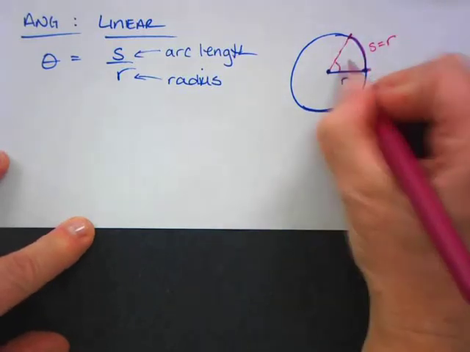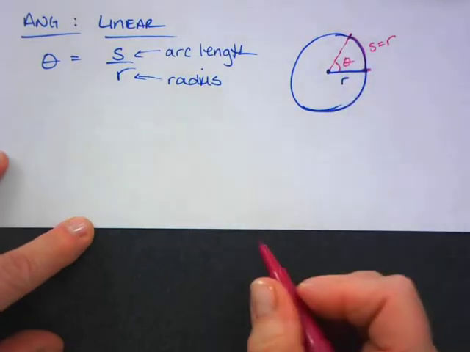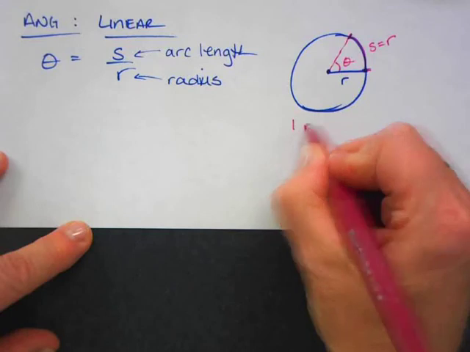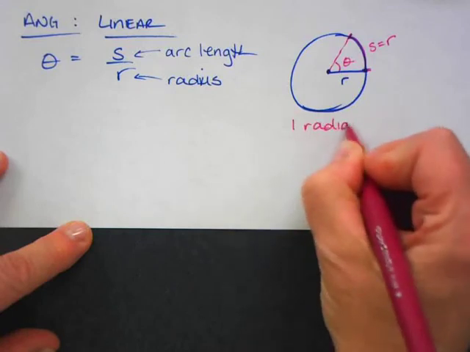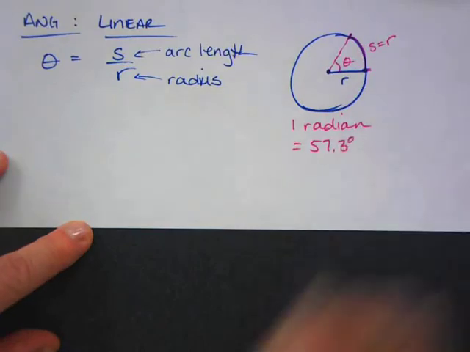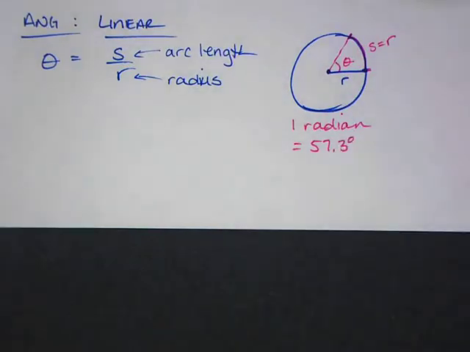So S equals R. So that's a radius length. The angle captured is 1 radian. That's the definition of a radian. So 1 radian. And a radian is about 57.3 degrees.